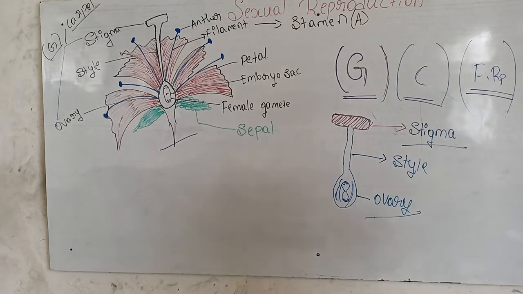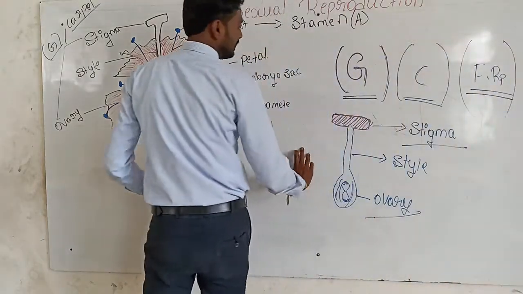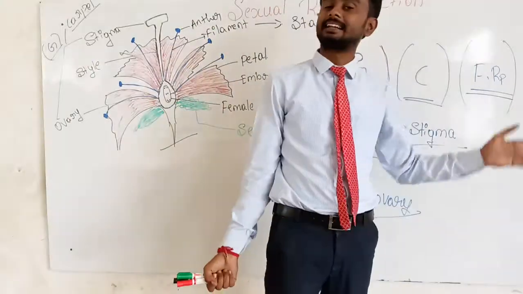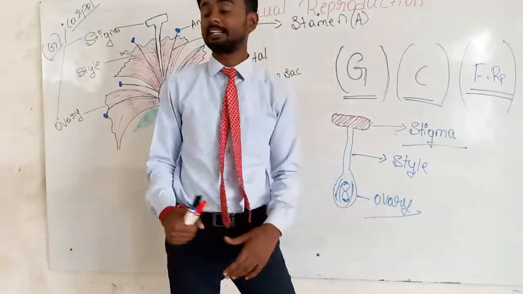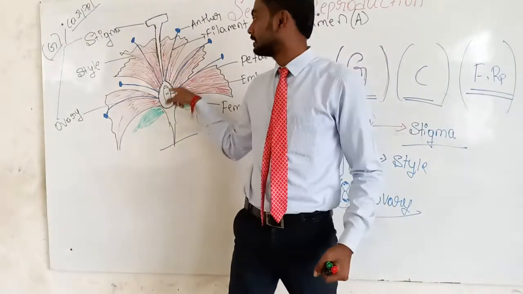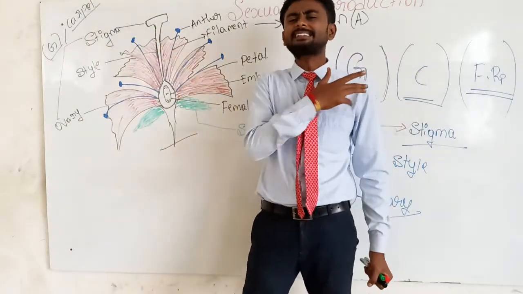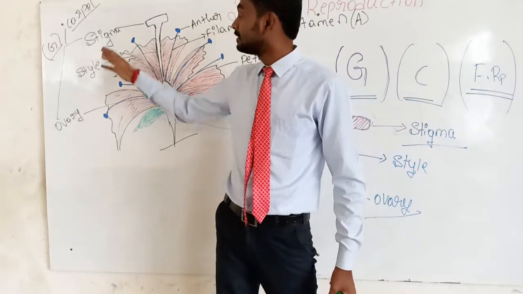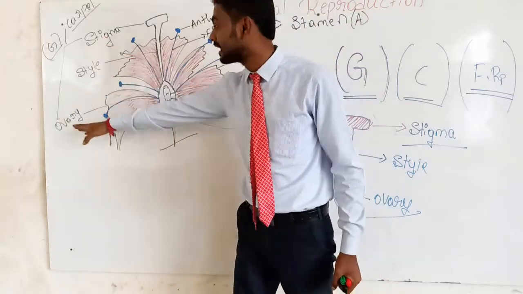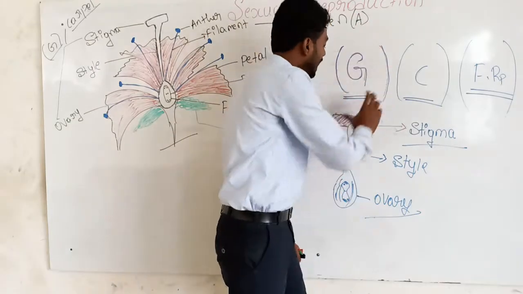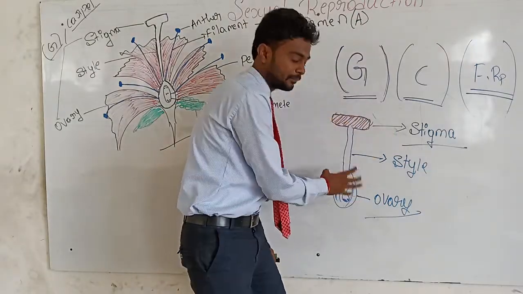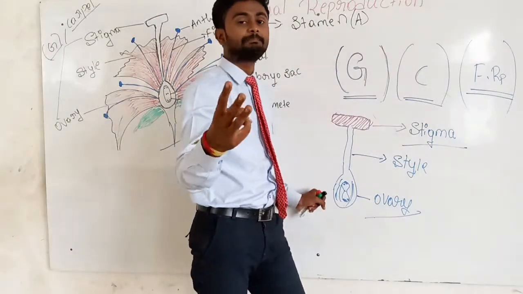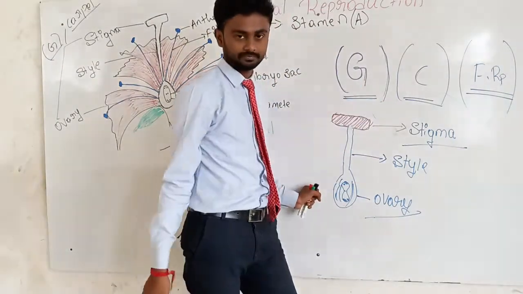Okay. See, in the flower you can see the gynoecium. Gynoecium is also known as what? Carpel. The carpel is a female reproductive part which is present in the flower. The gynoecium, that carpel, can be divided into three parts: the stigma, the style, and the ovary. So these are the three parts present in the gynoecium.